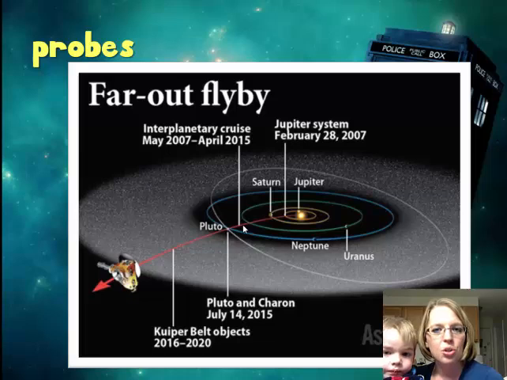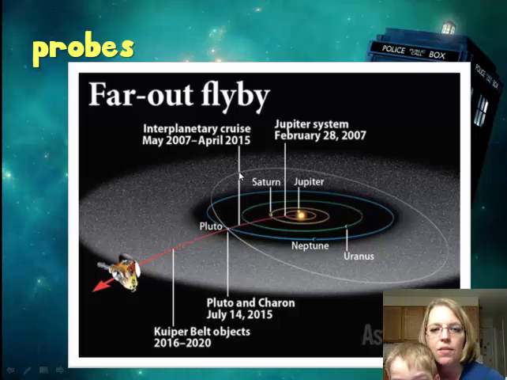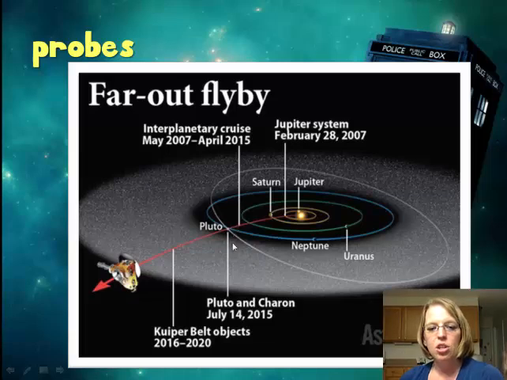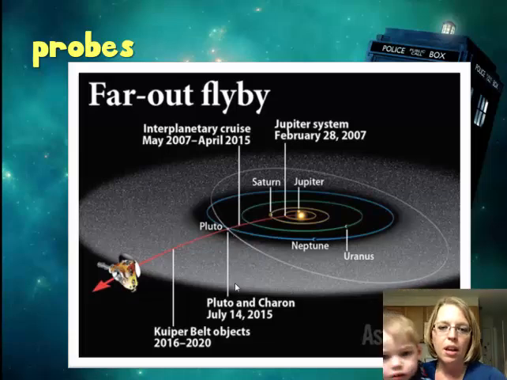Again, it was launched in 2007, so 8 years ago. In 2015, it is going to cruise past some of the planets. On July 14th, 2015, it should be at Pluto and Charon. Charon is one of Pluto's moons.